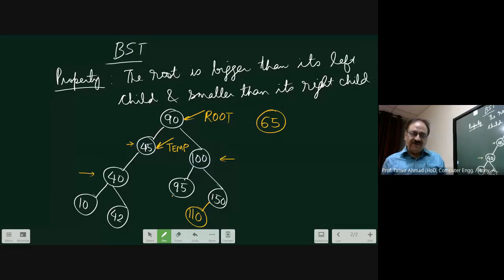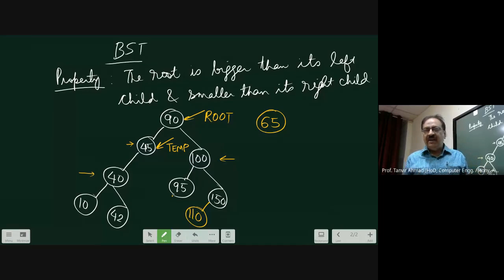Now the algorithm we have done previously is the same thing. You take a pointer temp which points to root. You compare the new value 65 with 90. If 65 is less than 90, you say temp is equal to root of left. If it is more than 90, you say temp is equal to root of right. In this case, temp will move to 45.